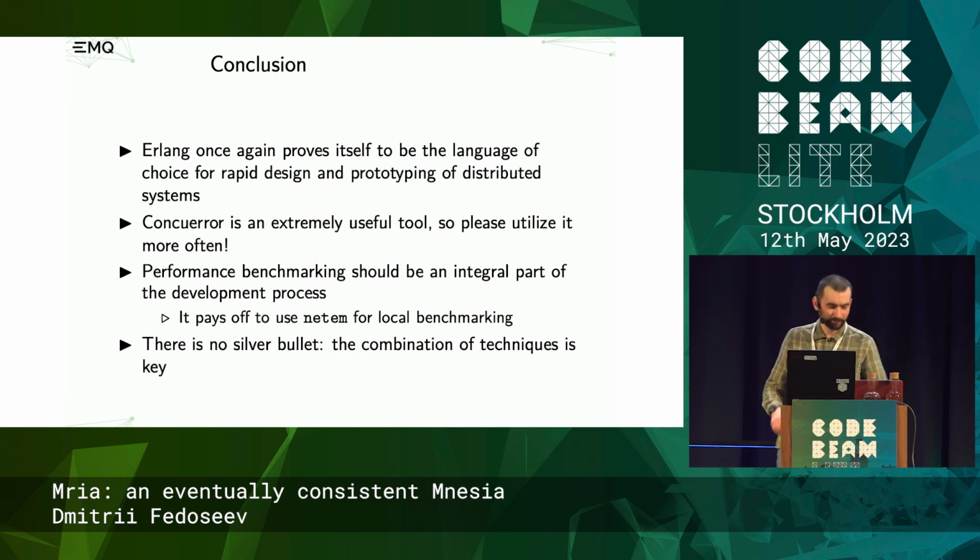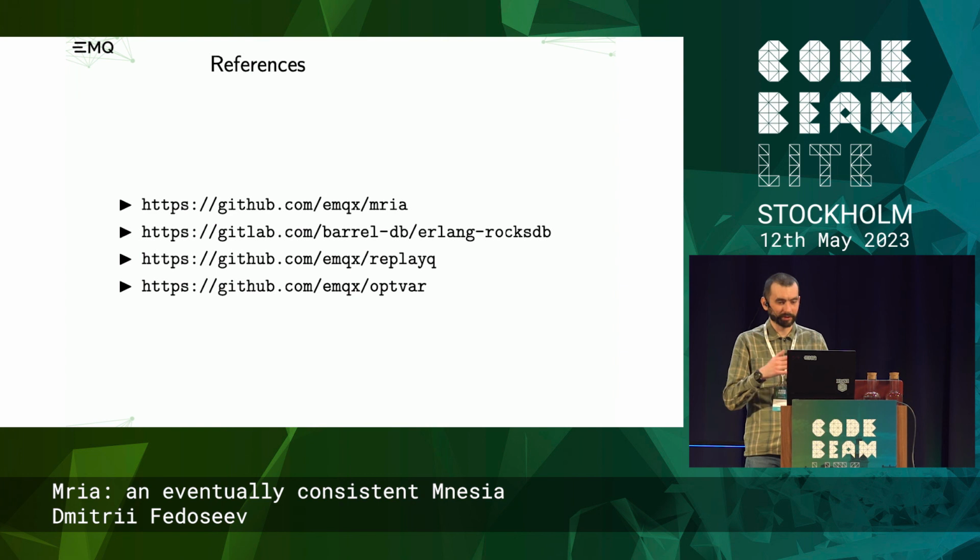Conclusions. So Erlang once again proves to be the language of choice for rapid design and prototyping of distributed systems. Concuerror is an extremely useful tool, and I think it's as important as PropEr. Performance benchmarking should be incorporated into the loop of your development as early as possible. And finally, there is no silver bullet. It is always good to combine different techniques and use their strongest part.